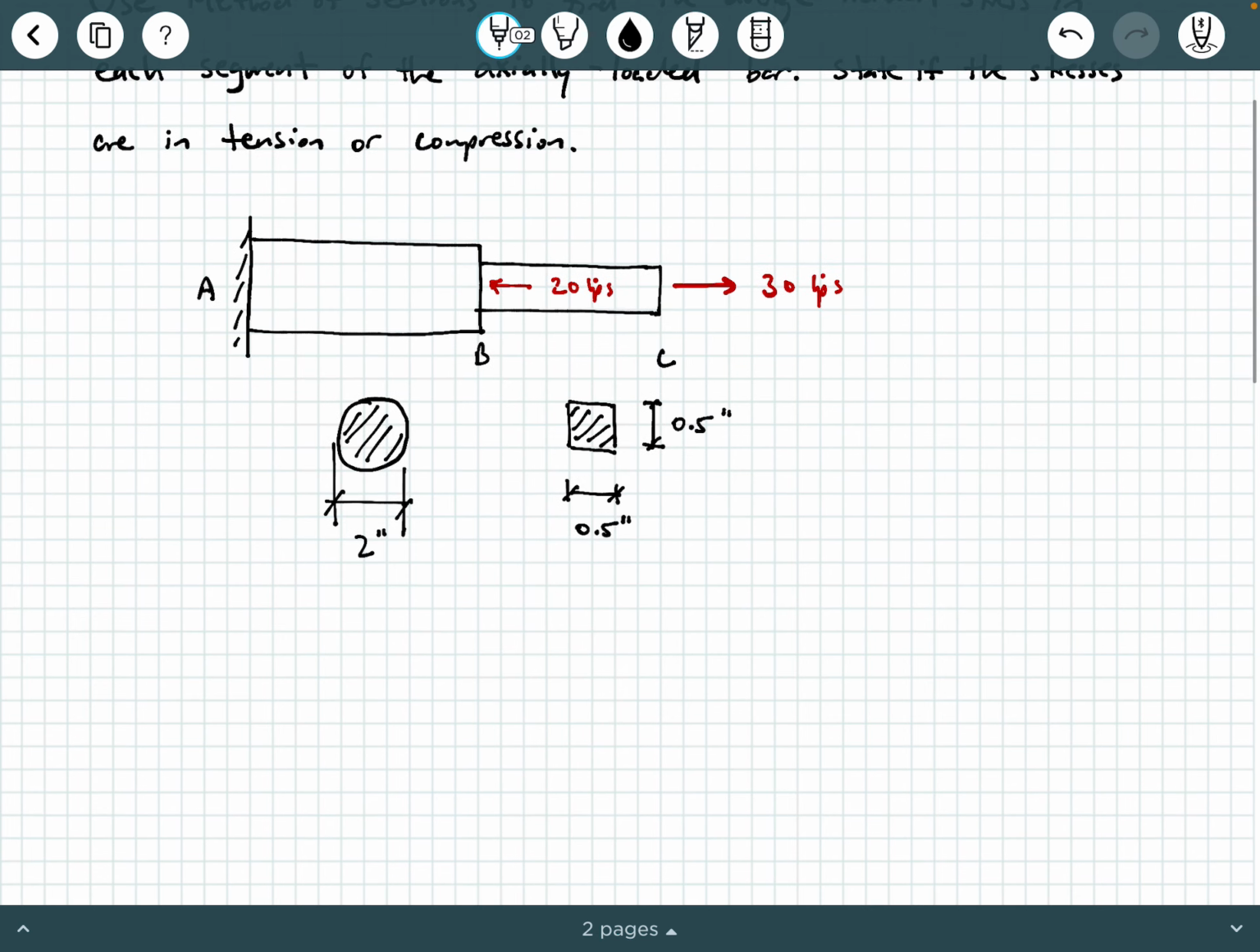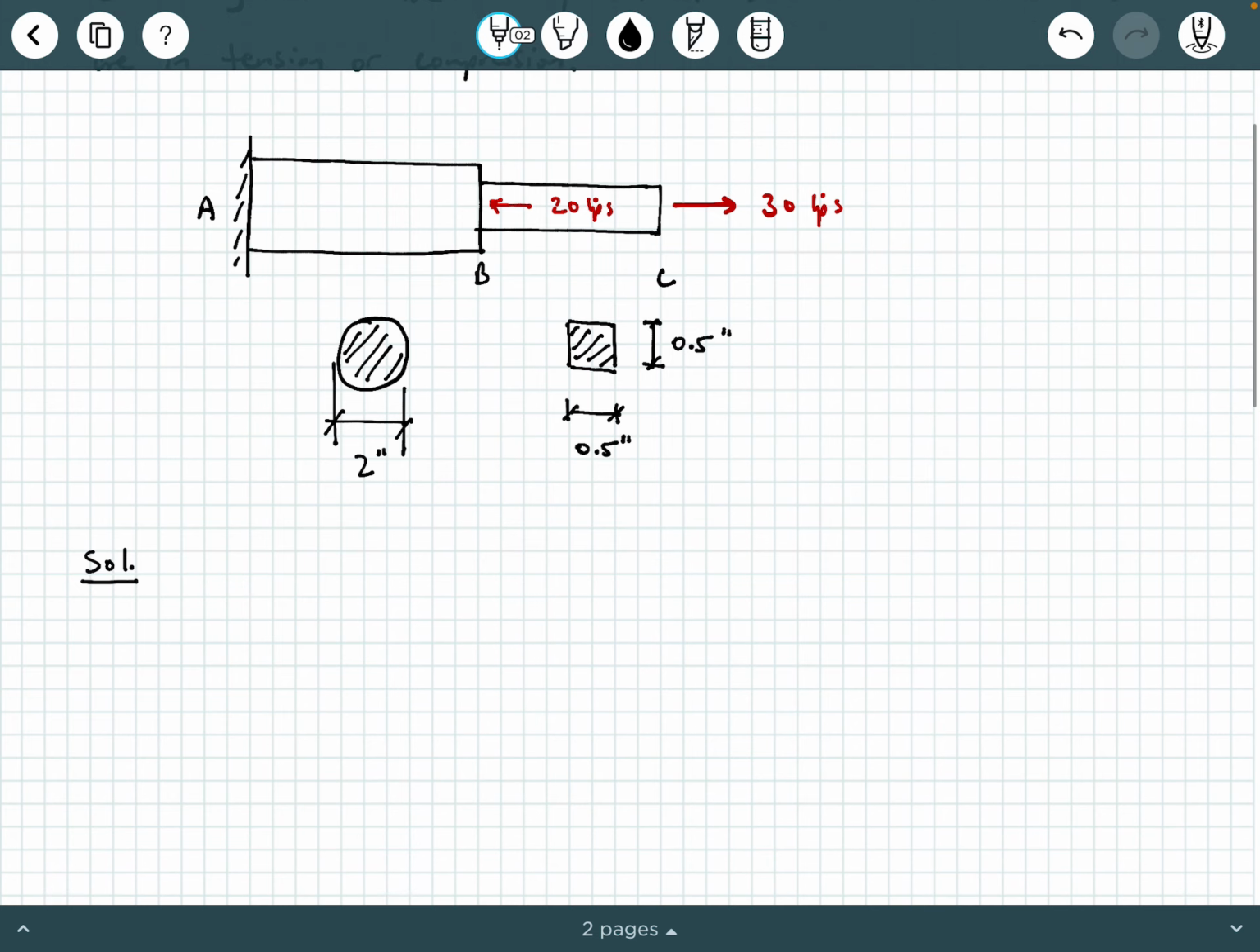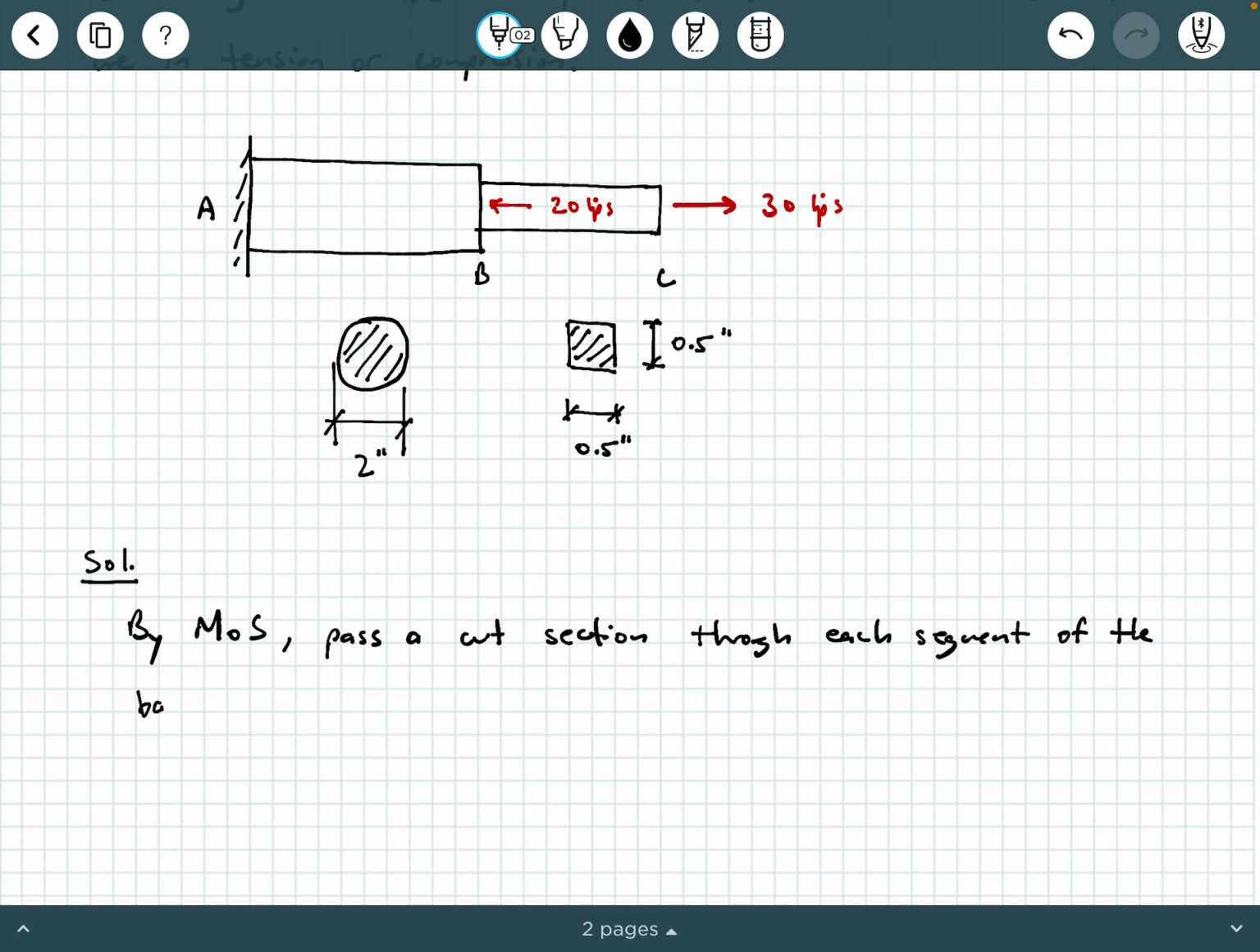We're going to write solution here, okay? And we are going to use method of sections. So we're going to say by method of sections, and I'm going to abbreviate that MOS, pass a cut section through each segment of the bar, and we're going to do that one at a time. So you only do one cut section at a time, and again, that's from statics.